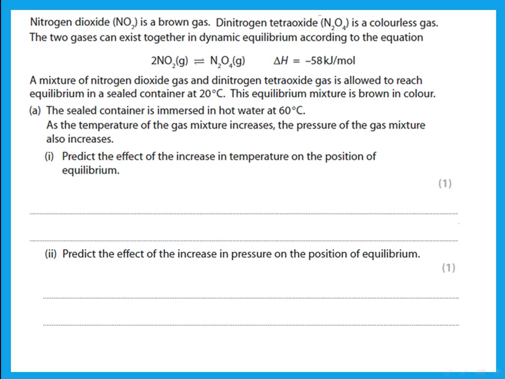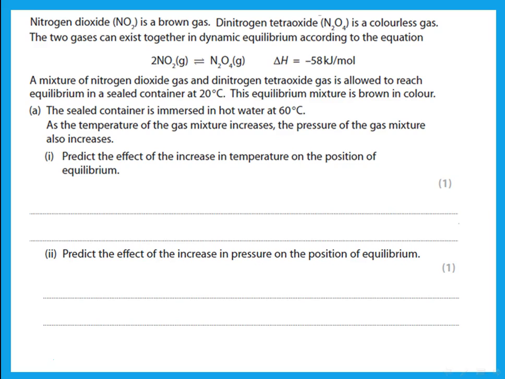This reaction is about nitrogen dioxide, which is a brown gas. It changes into dinitrogen tetroxide, which is a colorless gas. Now, the two gases can exist together in dynamic equilibrium. A mixture of nitrogen dioxide gas and dinitrogen tetroxide gas is allowed to reach equilibrium in a sealed container at 20 degrees Celsius. Then he says the equilibrium mixture is brown. The sealed container is immersed in hot water at 60. That means he's heating the reaction. As the temperature of the gas mixture increases, the pressure of the gas also increases. Predict the effect of increase in temperature.